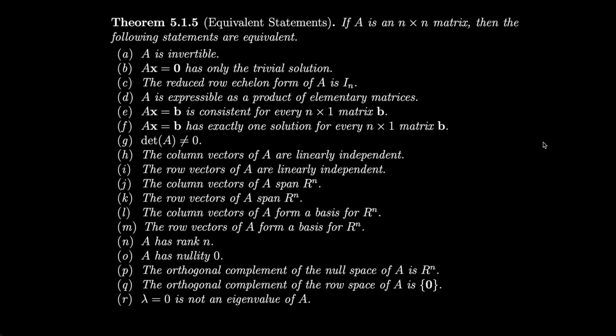Great. So we can now add a couple more statements to our equivalent statements, or really just one more. We now have that lambda equals 0 is not an eigenvalue of A is the same thing as A being invertible, and that means that it's the same as all the other ones that we already saw were equivalent to A being invertible.